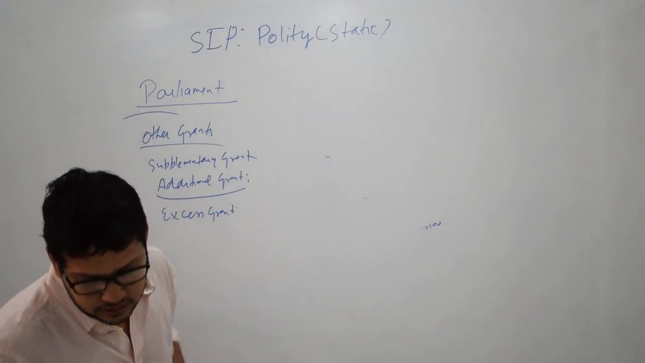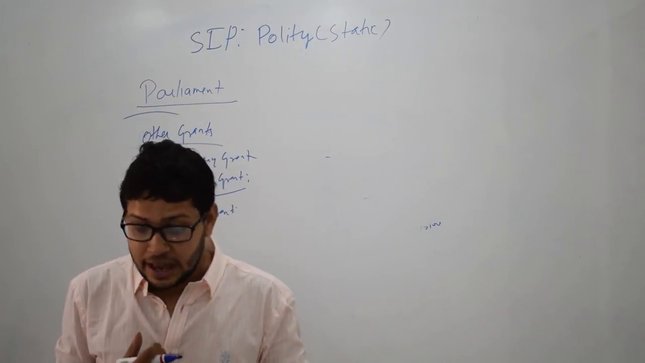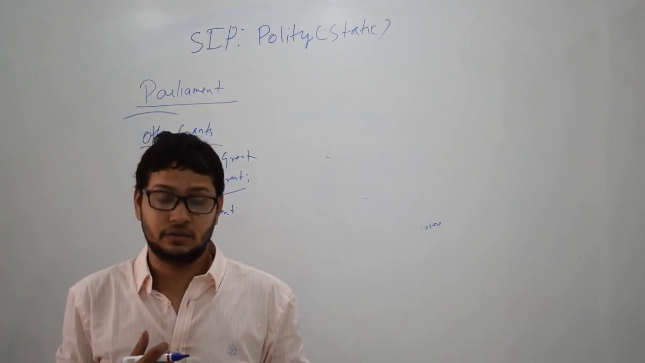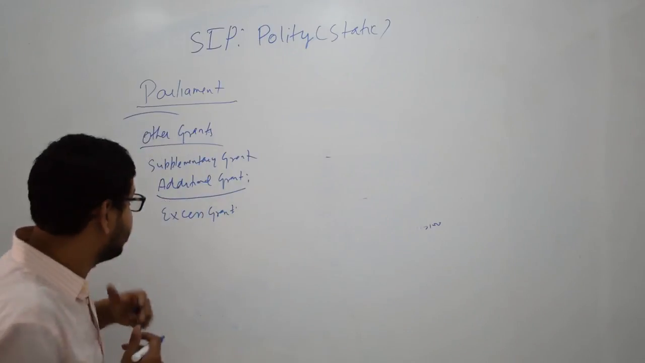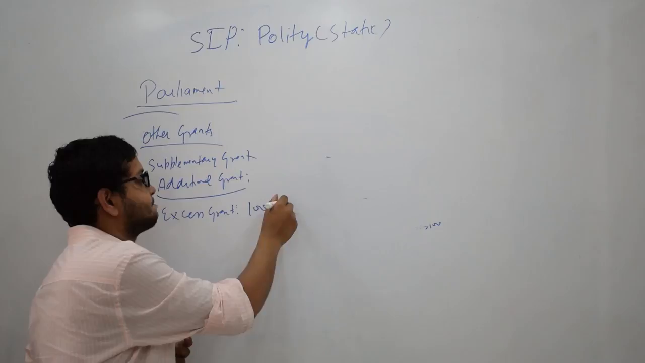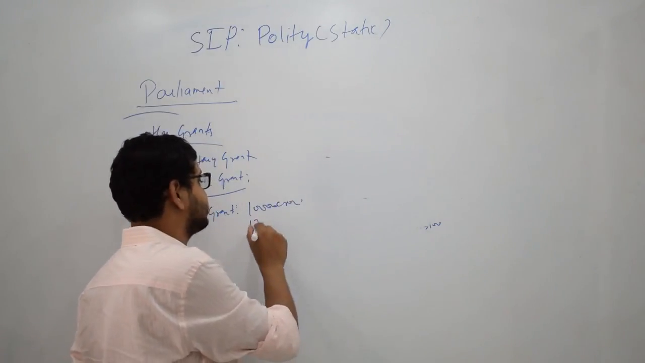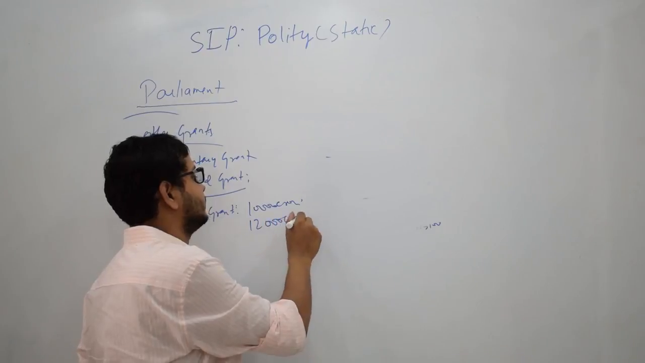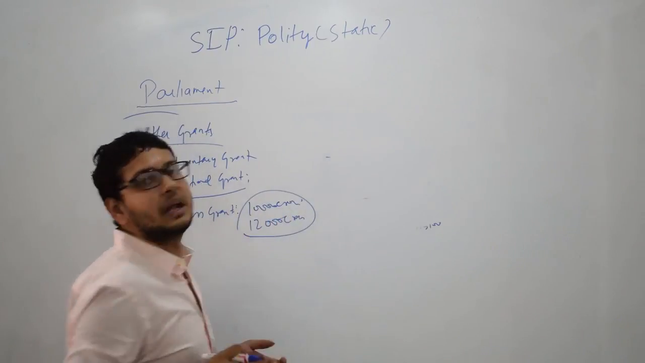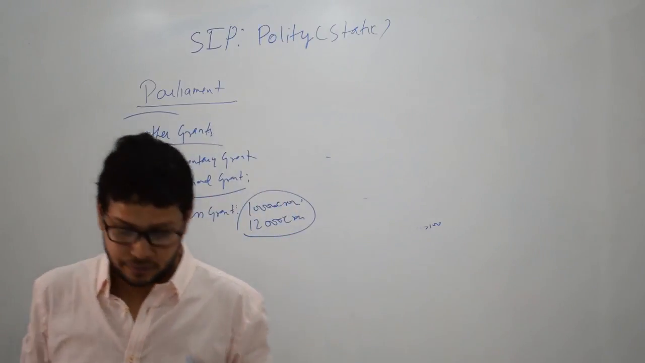So excess grant is granted when money has been spent on any service in excess of the amount granted for that service. So if the money granted for MGNREGA is 10,000 crores and the amount spent on it is 12,000 crores, then the government will have to ask the Parliament for permission to spend more.